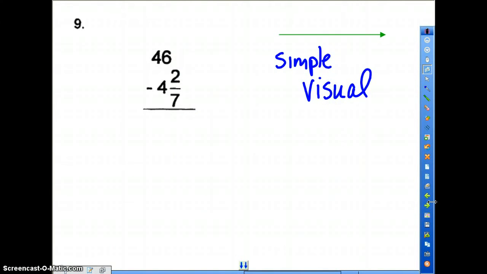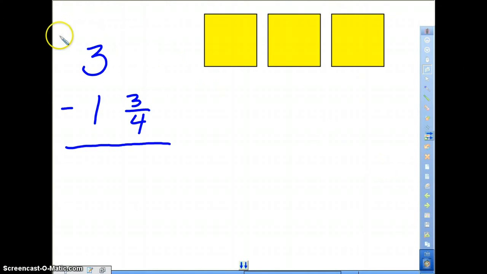Number 9 is always going to be a whole number subtracting a mixed number. Before I do this problem, I want to show you a simpler one, because the process is exactly the same. Okay, my computer's being slow. All right, let's say we've got this problem: we've got 3, and we're going to subtract 1 3/4.